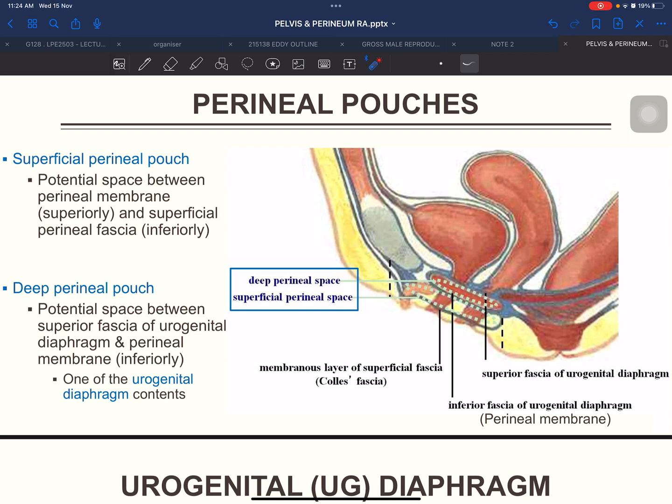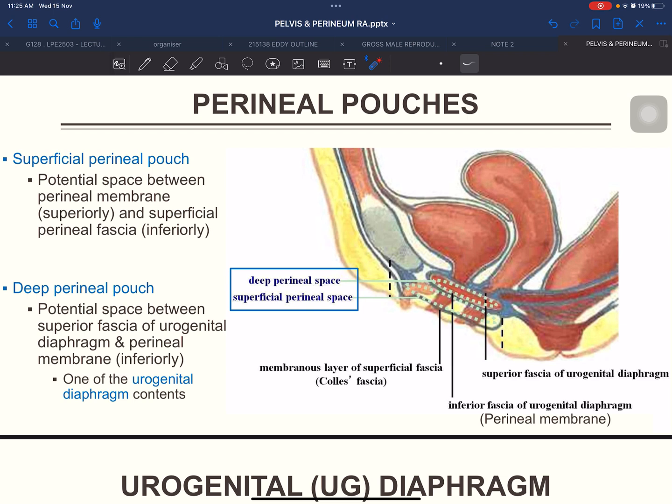So the deep perineal pouch here is the space between the superior fascia of the urogenital diaphragm and the perineal membrane. In the deep perineal pouch there is the urogenital diaphragm. Superficial to it is the superficial perineal pouch, between the perineal membrane above and the superficial perineal fascia below. These are the boundaries of the two pouches, present only in the urogenital triangle.